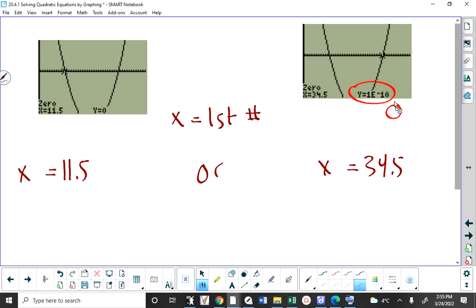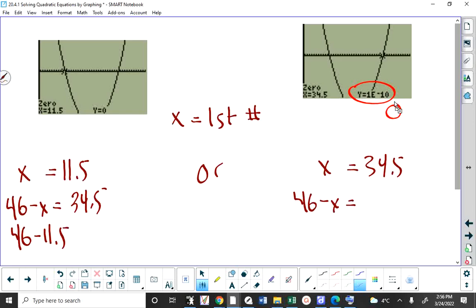But if x is 11.5, then 46 minus x would be the other number, which would be 46 minus 11.5, which gives, I need some help there, 34.5? 34.5. If x is 34.5, then the other number will be 46 minus 34.5, which will be 11.5.